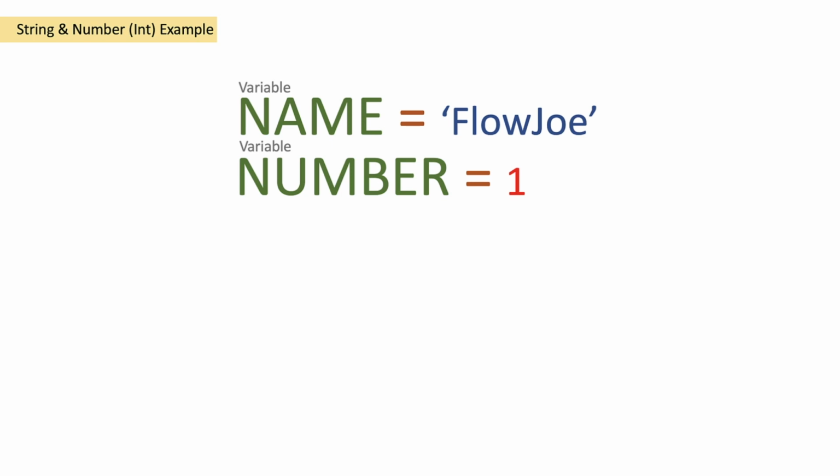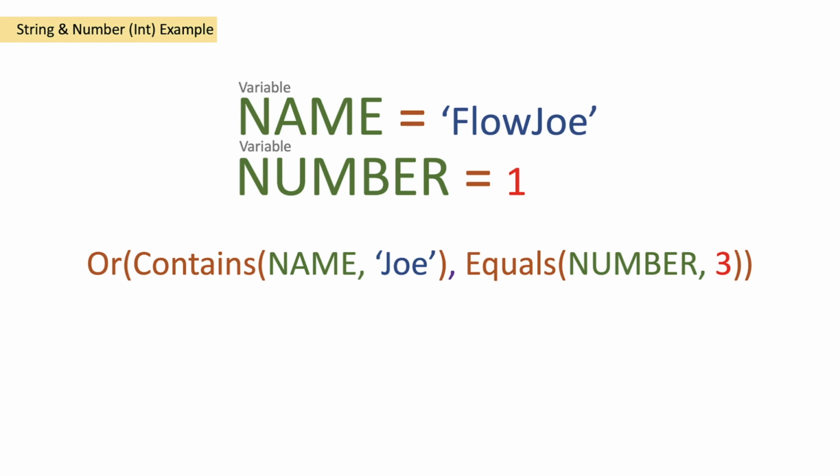So today we are going to be looking at the OR function. We're going to firstly start with a variable of name, which is going to be a string variable, and we're going to pass in the value of Flo Joe. Then we're going to have a second variable. This is going to be a number variable. So it's going to be an integer variable, and we're going to pass in the integer of 1.